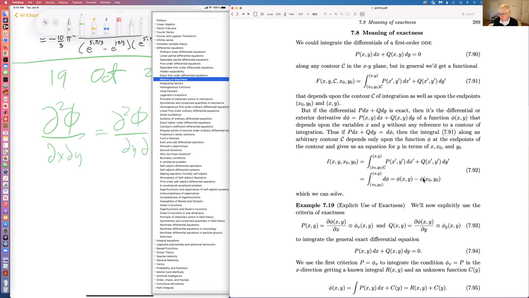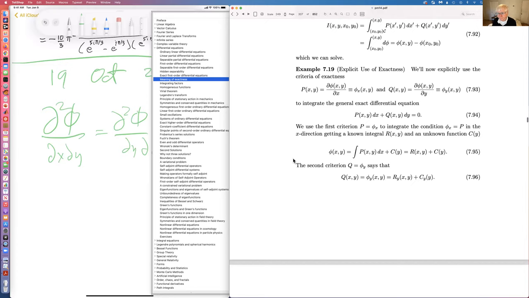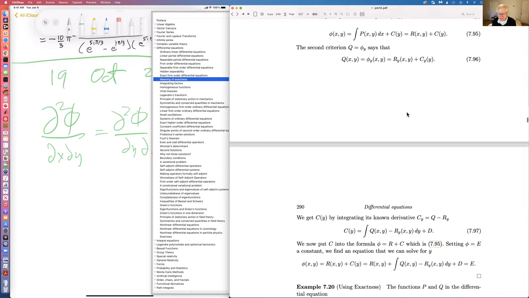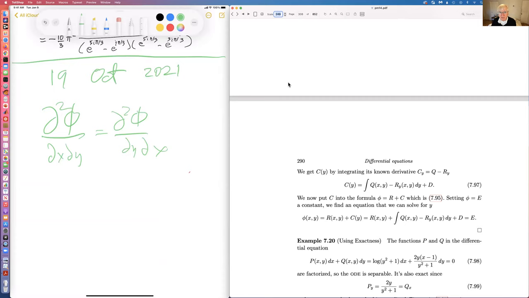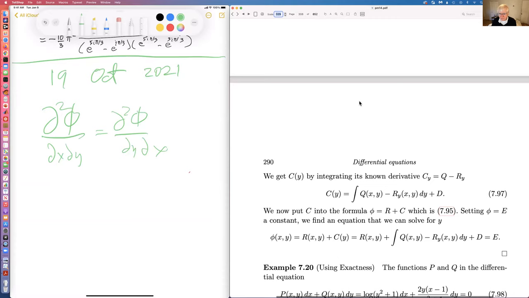And here were two examples of it. This example is the abstract general one, sorry about that. Let me make this bigger so it's easier to see.